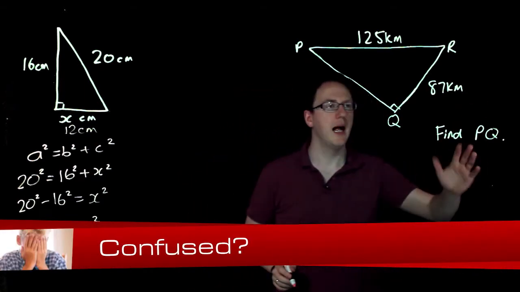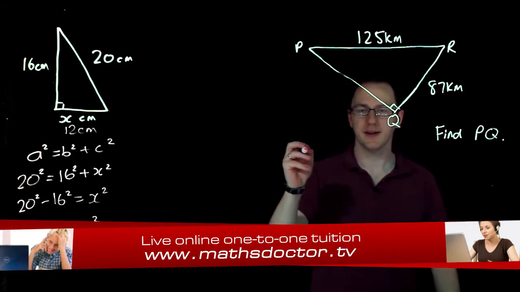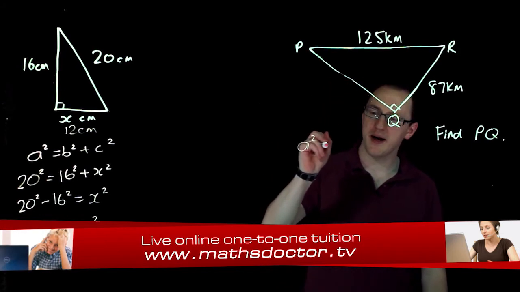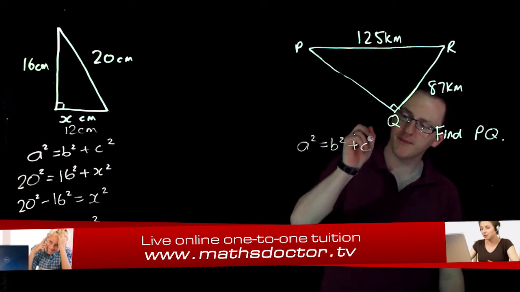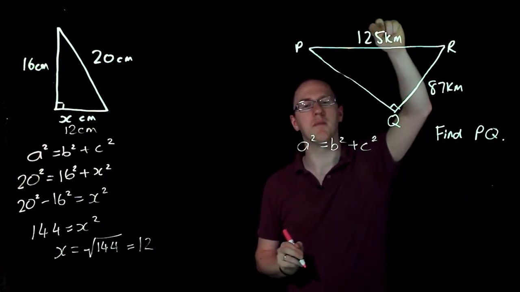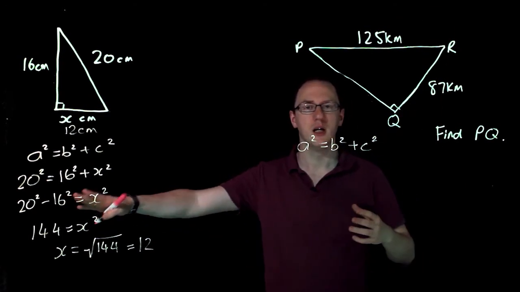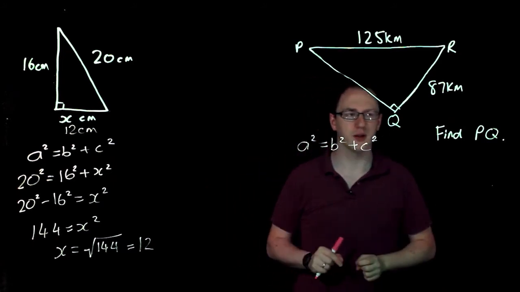Here I have a triangle and I'm trying to find PQ, so this length here. Again, Pythagoras' theorem is still the same. A squared equals b squared plus c squared. We're trying to find out one of the shorter sides, not the hypotenuse. So that tells us there's going to be subtraction like on this one over here. So we need to keep that in our minds as we're going through.